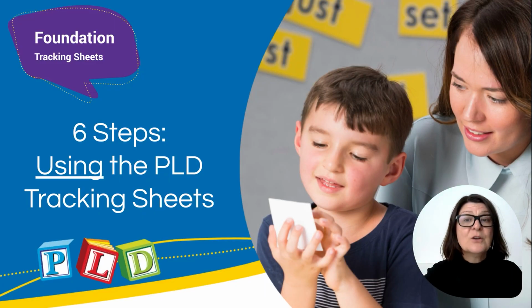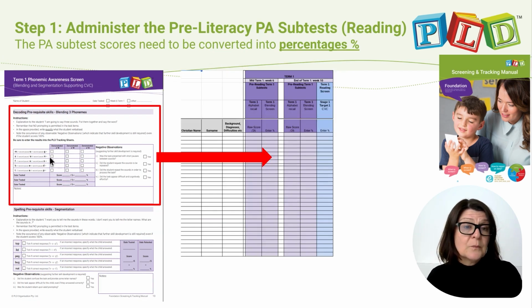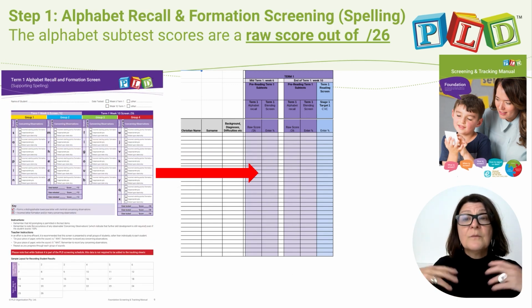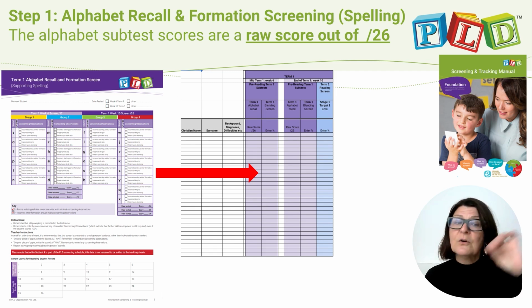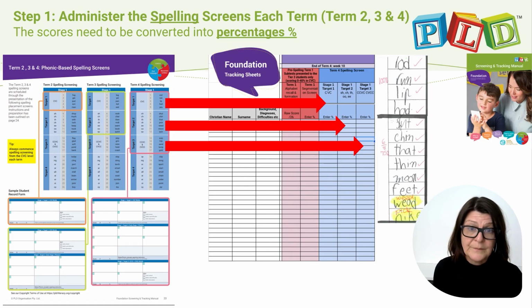What are the steps in utilising the PLD tracking sheets? From your screening and tracking manual, you will find subtests. So from a pre-spelling point of view, there is segmentation that drives later spelling ability. From a pre-reading point of view, there's blending, and that's going to drive decoding. From the alphabet point of view, there's the recall and the formation that supports spelling. But then there's the recognition of these symbols and verbalizing the sounds, and that is going to support reading. Each of those subtests go onto the tracking sheets.